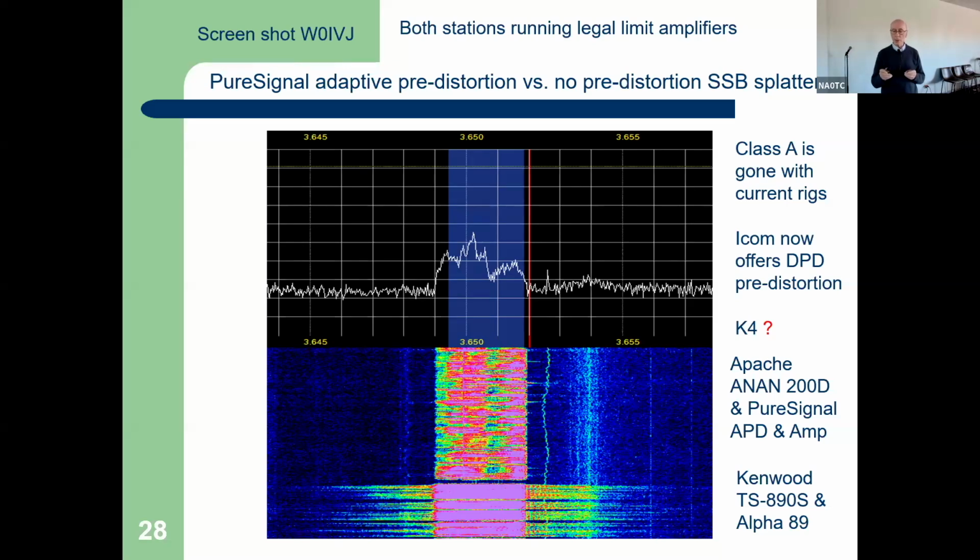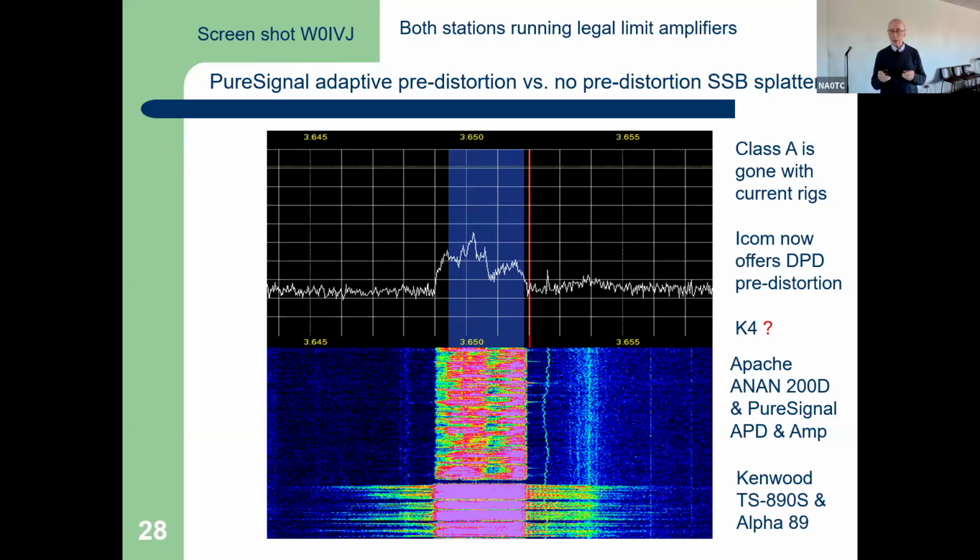So let's look at this screen capture in Boulder. The signal on top of the waterfall is a 9-year-old Apache 200D running pure signal with the adaptive predistortion and the amplifier in the correction loop. So look how straight up and down, that's just virtually a rectangle.